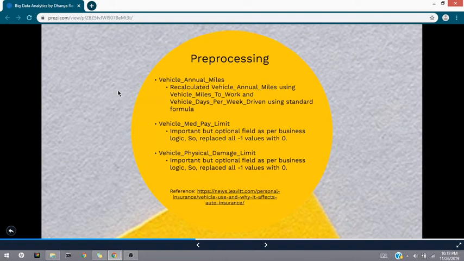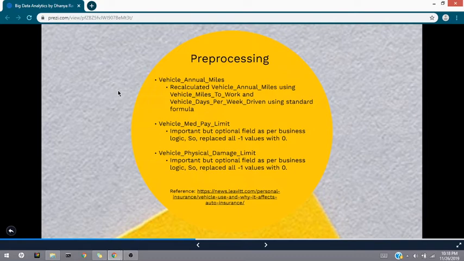Vehicle annual miles had all incorrect values. According to the business, it is possible to compute vehicle annual miles using the formula of vehicle miles to work and vehicle days per week driven. So we applied that formula to obtain vehicle annual miles and populated all the rows in vehicle annual miles.